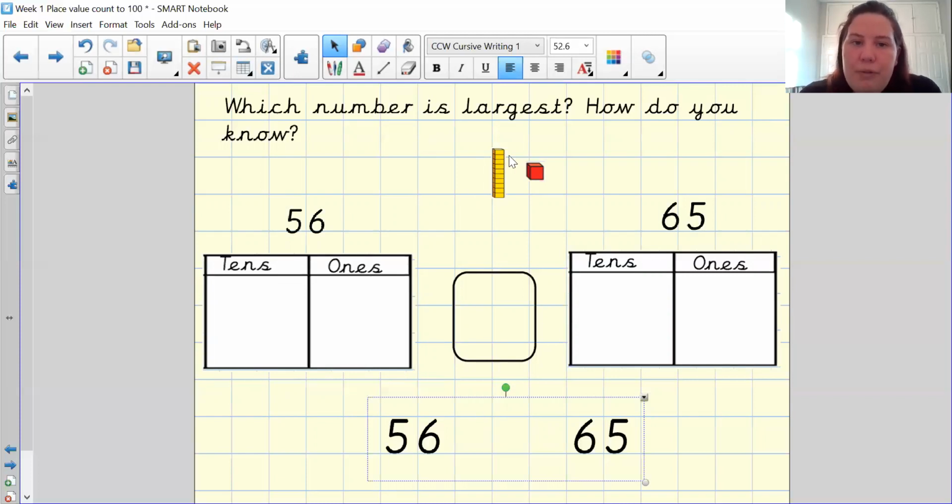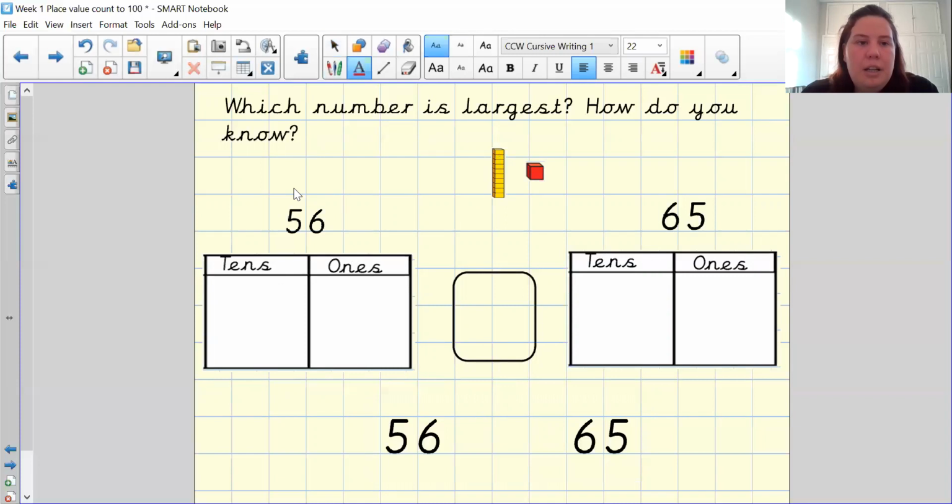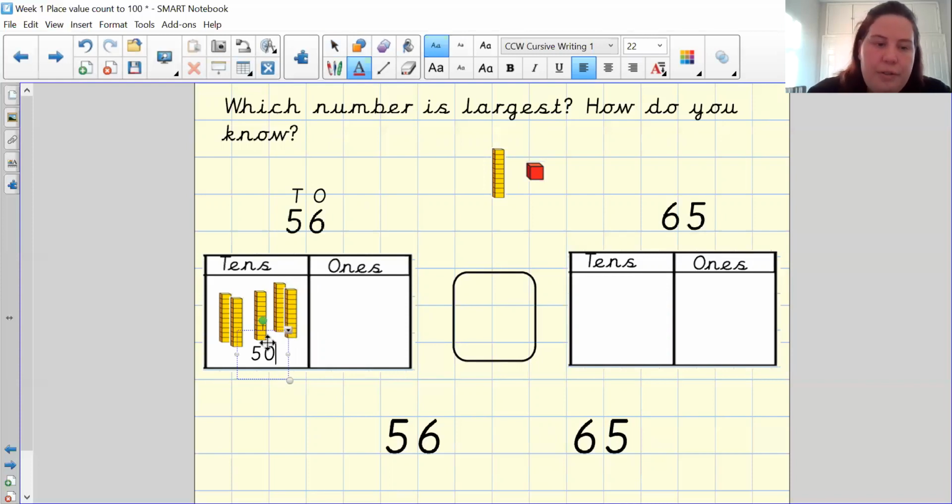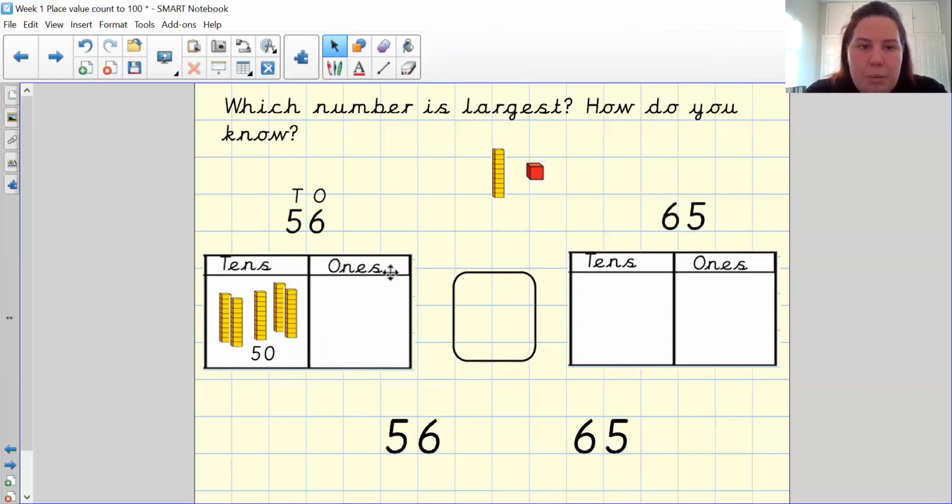So if I look at the first one, 56, that means I need, if I put tens and ones on top, you'll be able to see which one is which. So I'm going to need how many tens? 5. Well done. 1, 2, 3, 4, 5. Ooh, this can be a tight squeeze. And that is equal to 50. So I'm going to write 50 in there. And then I'm going to put my 6 ones. 1, 2, 3, 4, 5, 6.